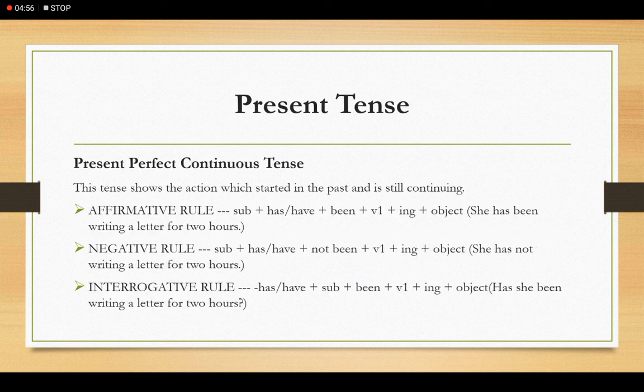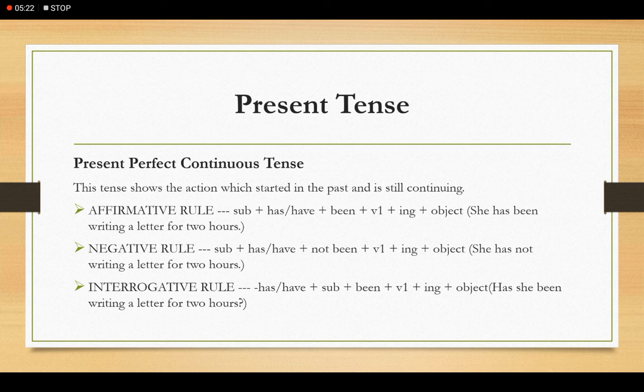Then present perfect continuous tense. This tense shows an action which started in the past and is still continuing. A very common sentence, let's take for an example: it has been raining since morning. All of you are aware of this sentence. Maybe you have written it many times also.